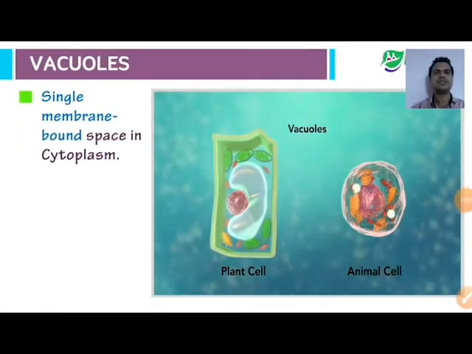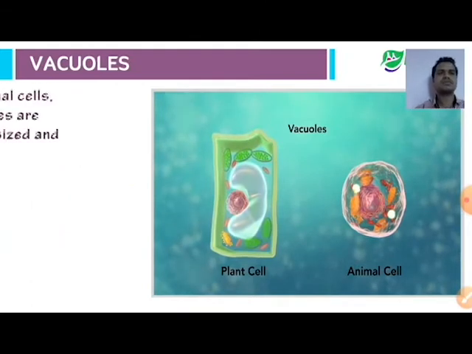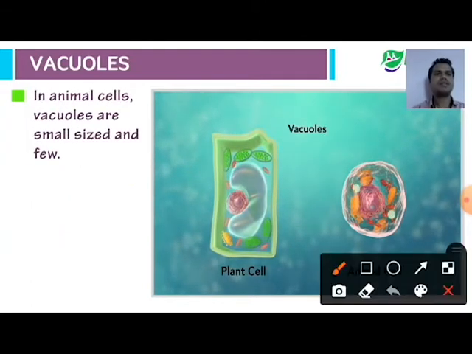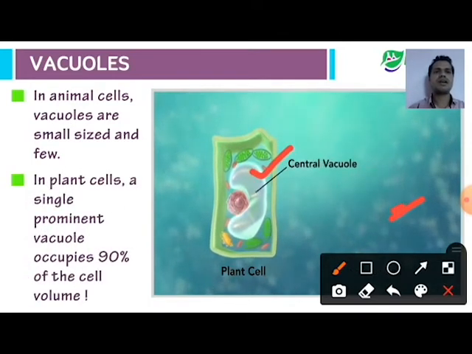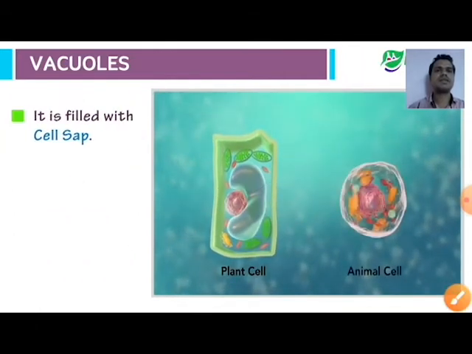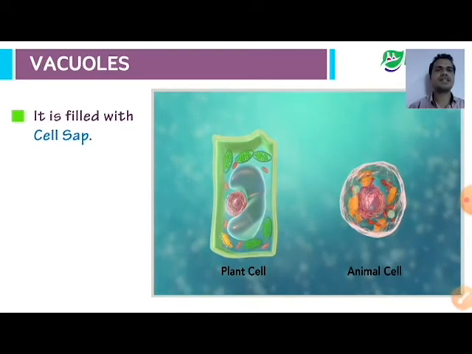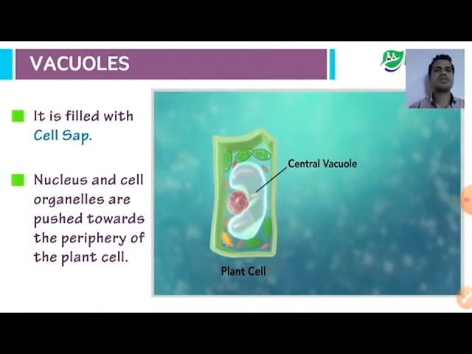Now we can see in the center of the plant cell a very large balloon-like structure, a sac-like structure. This is called the vacuole. In animals the vacuole size is very small, while in plants the vacuole size is very large. Sometimes it may occupy nearly 90% of the cell space. It will be filled with cell sap, or otherwise cell liquids. The nucleus and cell organelles are pushed towards the periphery of the cell.